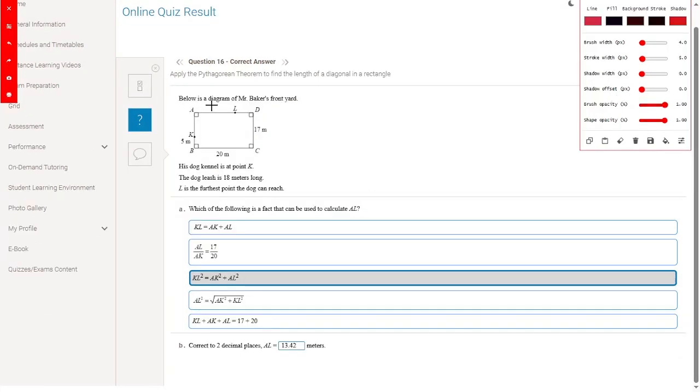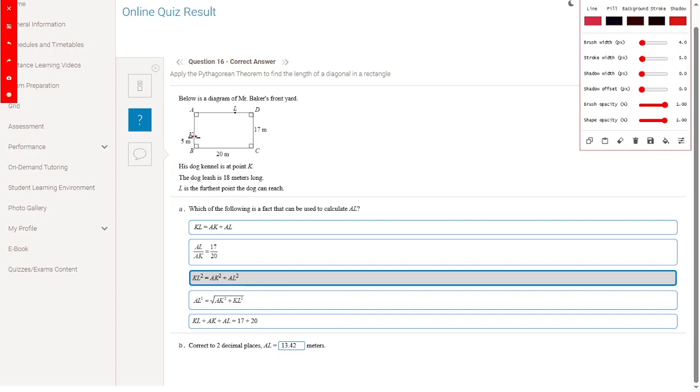Now, below is a diagram of Mr. Baker's front yard. This is the front yard, it's a rectangle, and there are right angles here. Okay, his dog kennel is at a point K. The dog is here at point K. Now, the dog leash is 18 meters long. Now, L is the furthest point the dog can reach.